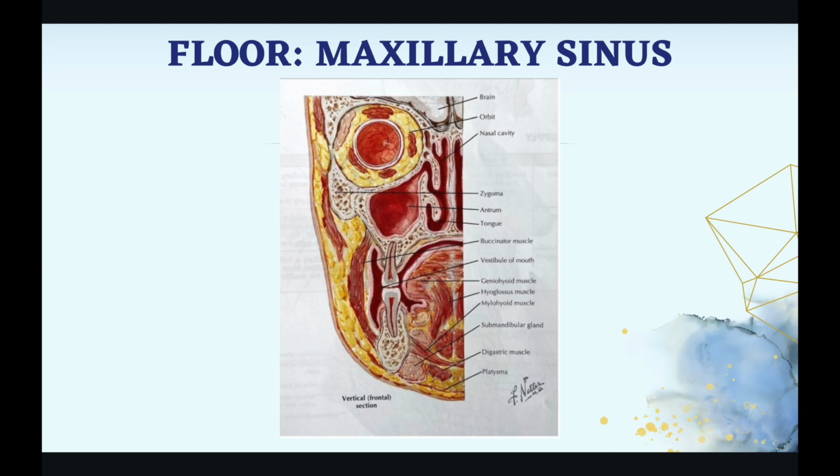The roof of the sinus forms the floor of the orbit. The infraorbital neurovascular bundle travels along the roof of the sinus. Therefore, an orbital floor fracture can damage the infraorbital nerve, resulting in paresthesia or numbness of the infraorbital distribution. The bone is thinner medial to the infraorbital canal, therefore blowout fractures usually involve the medial part of the orbital floor.